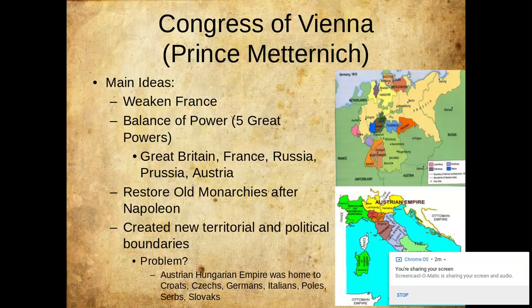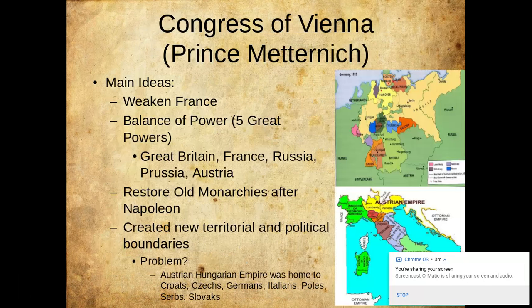The main point of this Congress was to weaken France and to balance the power out. You don't want France being the only power. You wanted Great Britain, France, Russia, Prussia, and Austria to be the five big powers that all share responsibilities within Europe. Another big part of the goal was to restore the old monarchies that Napoleon had defeated. So restore those names.